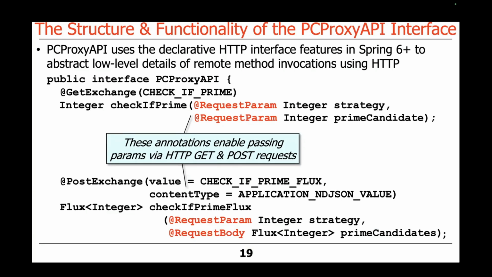By the way, good tip, this is a good place to use ChatGPT. The latest version of ChatGPT understands the way in which the Spring HTTP interface feature works if you prompt it correctly, and it can generate these proxies for you automatically. So that's a good thing to keep in the back of your mind.